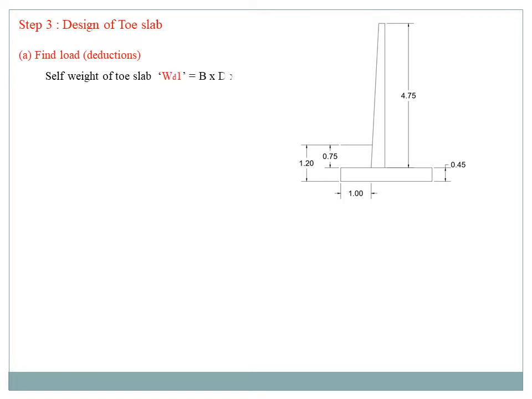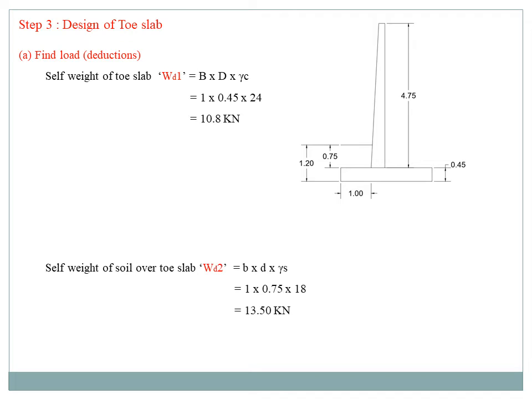Then first find load reductions. So self weight of toe slab W1 is equal to, it is a simple rectangular formula, B into D into gamma C. So B is 1 meter, then D is 0.45 meter, then gamma C is the unit weight of concrete, so we take it as 24. Then we got 10.8 kilonewton.